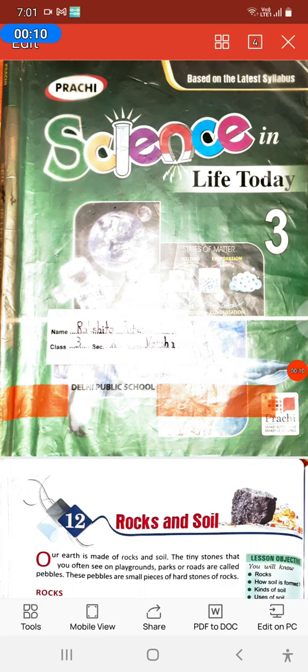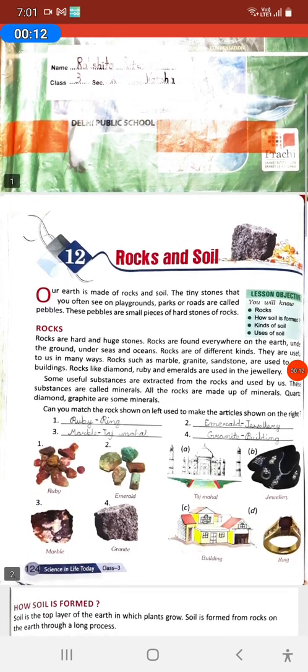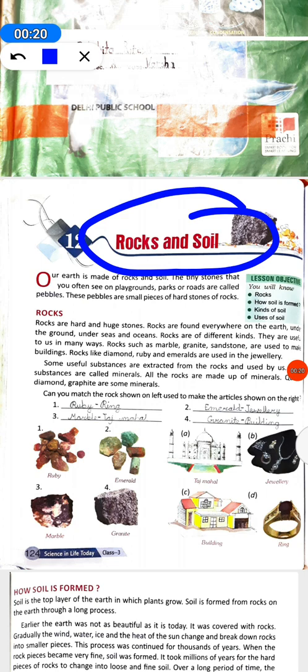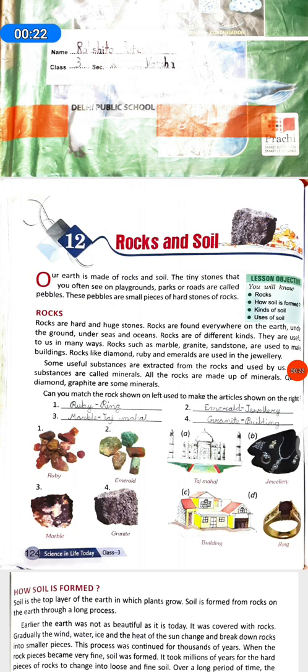So let's get started. So friends, the chapter's name is Rocks and Soil. Our earth is made of rocks and soil. The tiny stones that you often see on playgrounds, parks, or roads are called pebbles. These pebbles are small pieces of hard stones or rocks.